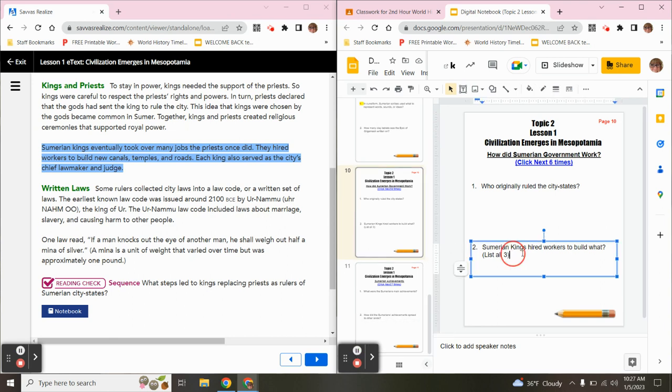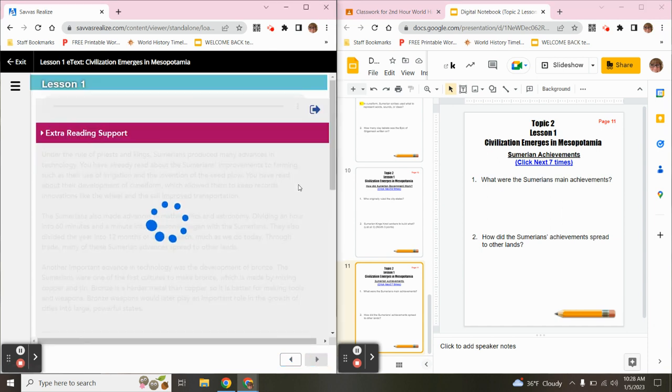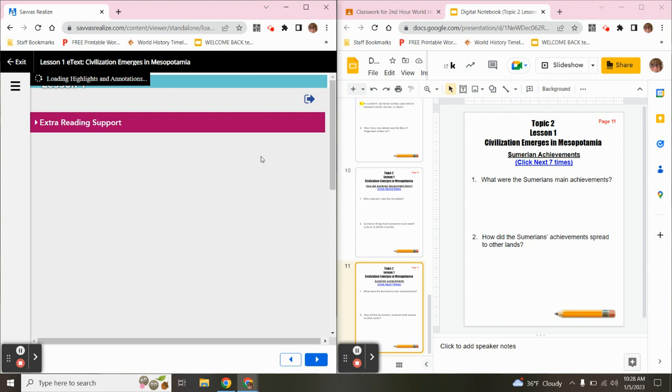Number 2, Sumerian kings hired workers to build what? List all 3, and this is going to be worth the 3 points. Again, this is a more heavily weighted digital notebook. It's worth a lot more points than some of your others. You'll find the answer in this blue highlighted 3 sentences. All right, let's move on to the last page, page 11 in your digital notebook, and the last page in your e-text. You'll see we have 2 questions remaining.